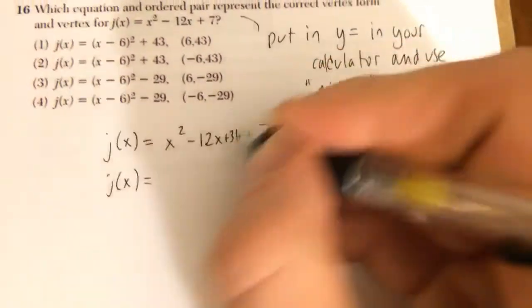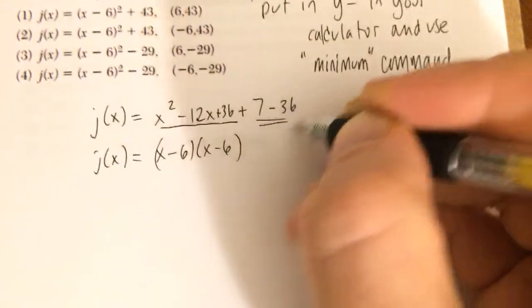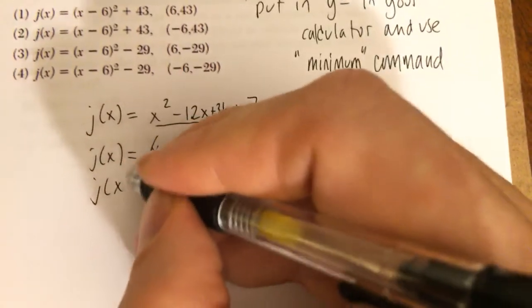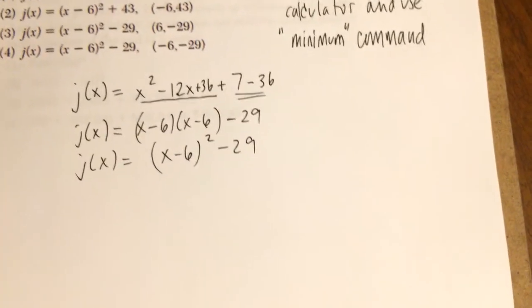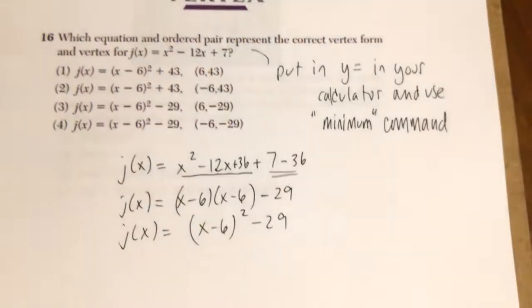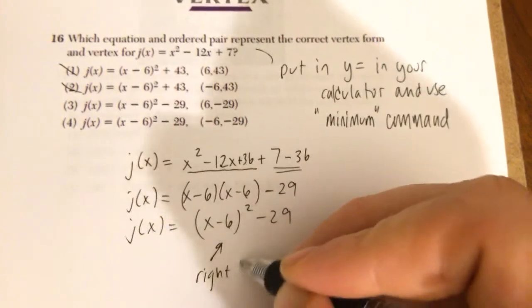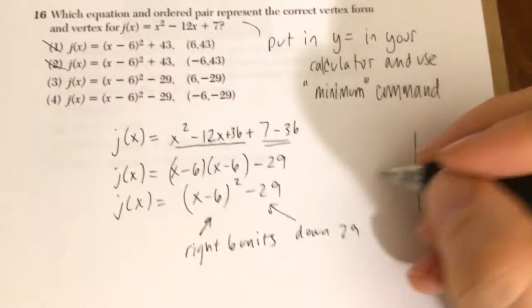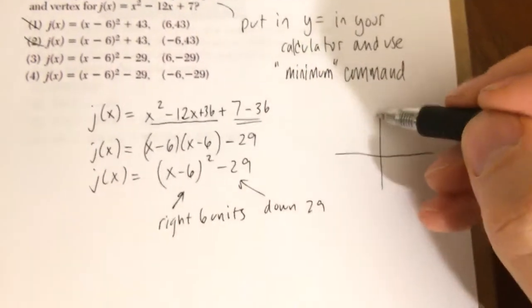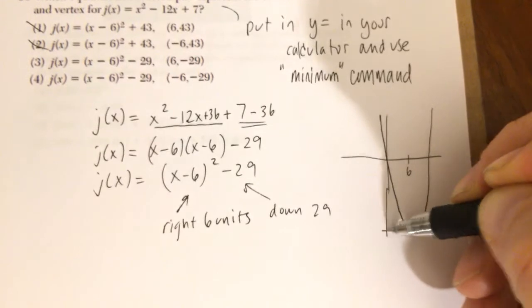So now I can factor this trinomial as x minus 6 times x minus 6. I'm going to simplify this, and I'm going to say minus 29. So (x minus 6) squared minus 29. It looks like this formula matches either 3 or 4. Now you can use your knowledge of transformations and say that this went to the right 6 units and it went down 29. If that's the case, that means that this parabola is all the way down here. So this is 6, and then this is 29.